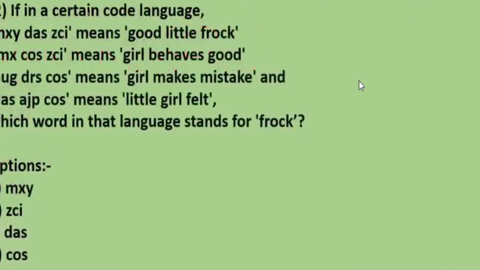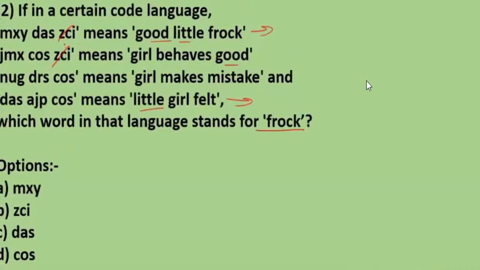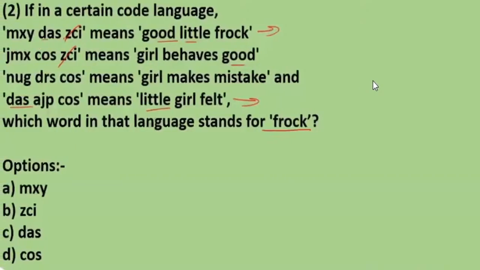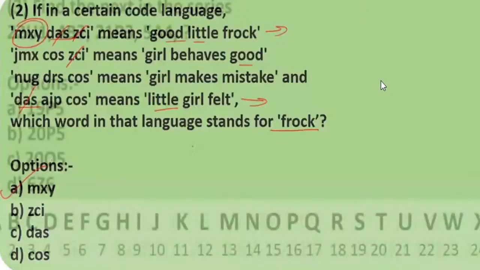Question number 2, if in a certain code language all these things are given, which word in that language stands for frog? It is very easy. Good little frog. Okay, so frog is over here. What is for good? Good is in this and this sentence. So what is common over here? ZCI, that is good. Little is over here, little is again over here. So little is common over here. What is common? Das. So that is not there. So frog means MXI. That is the answer.